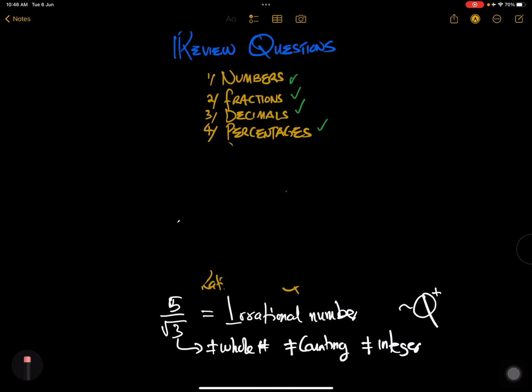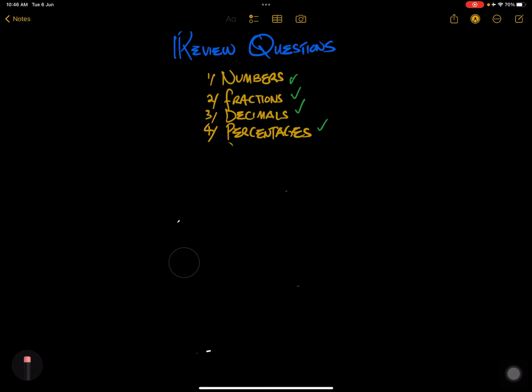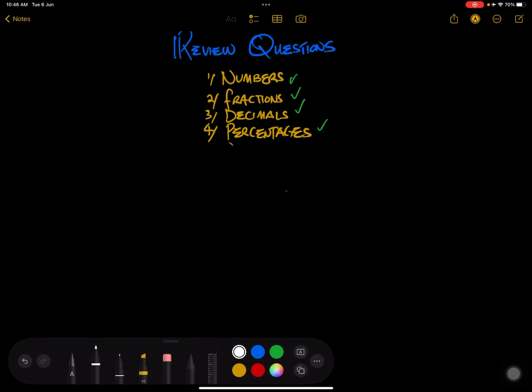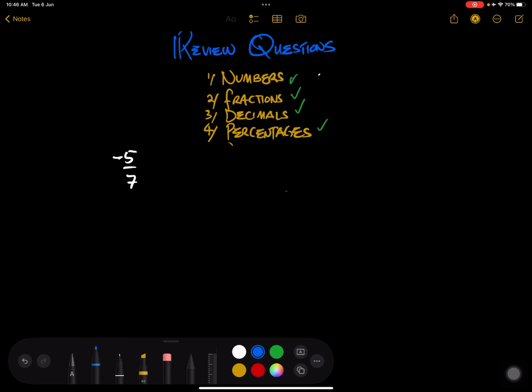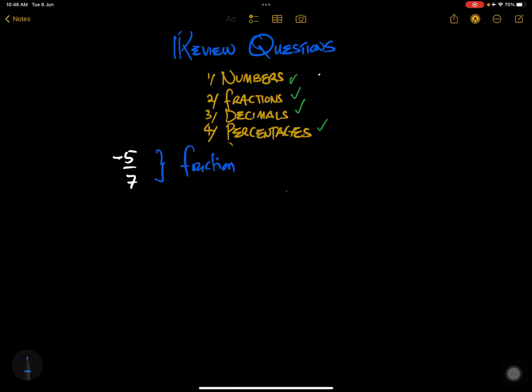So let's take a look at another number and see what type of number it is. If you have, let's say, -5/7, what type of number is this? You can tell that this is in fraction form, and there's no irrationality involved. So this means that it is a rational number. But what type of rational number? It's a negative rational number.